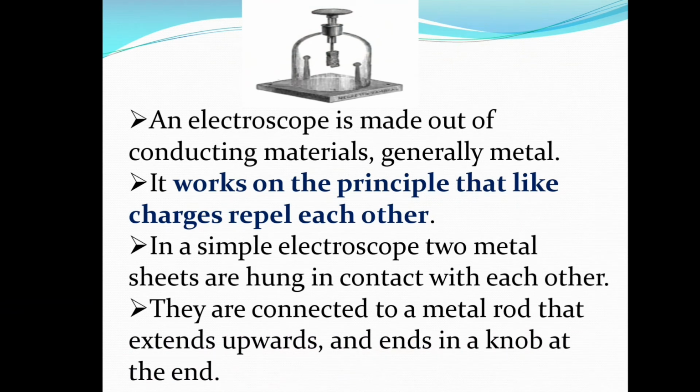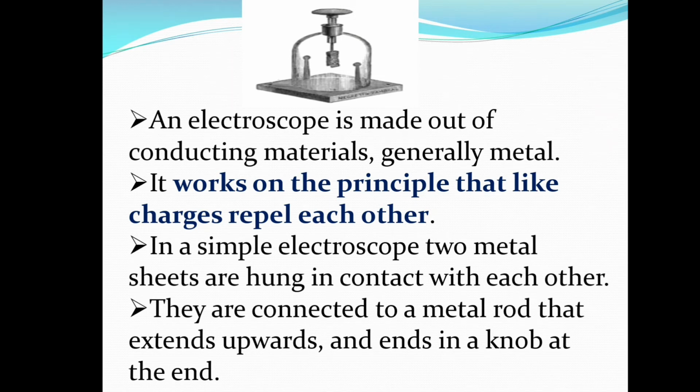An electroscope is made out of conducting materials, generally metal. It works on the principle that like charges repel each other. In a simple electroscope, two metal sheets are hung in contact with each other. They are connected to a metal rod that extends upwards and ends in a knob at the end.